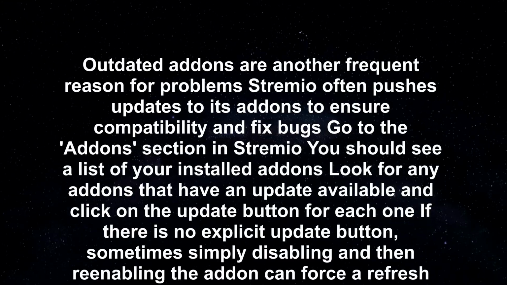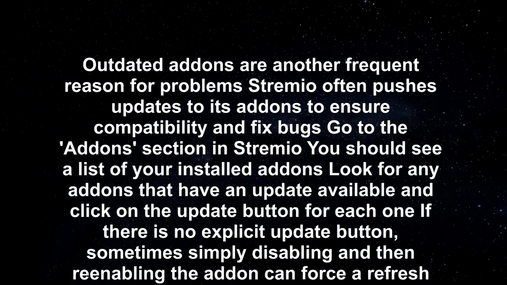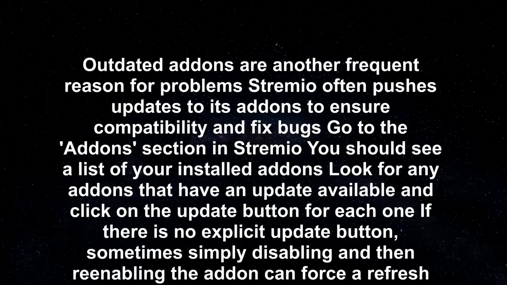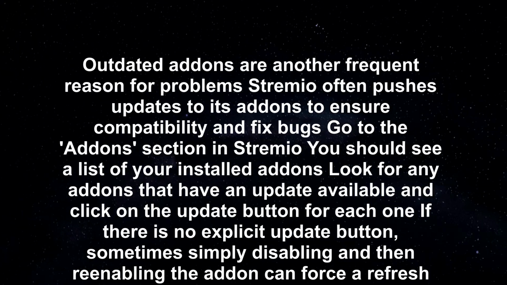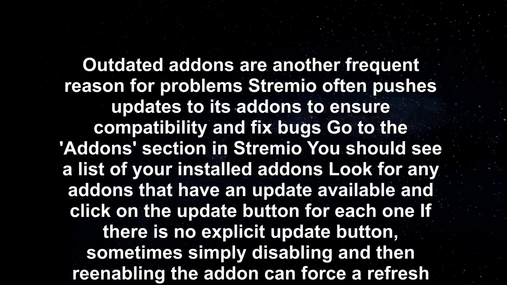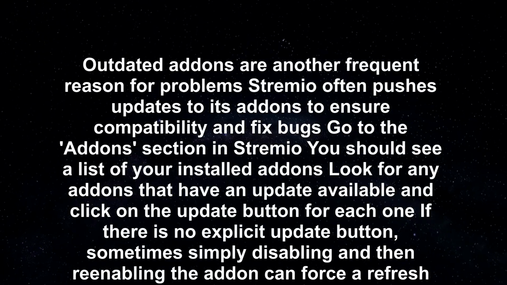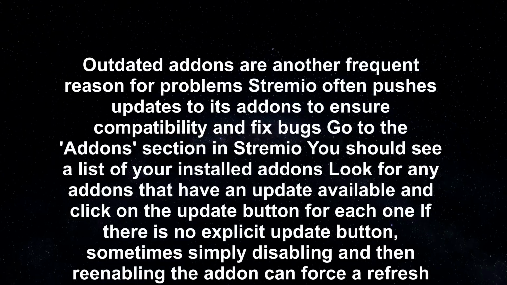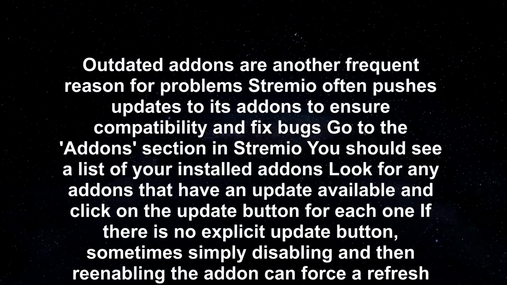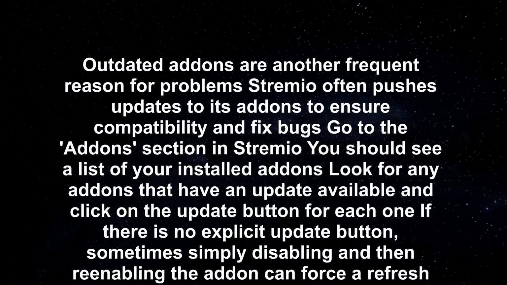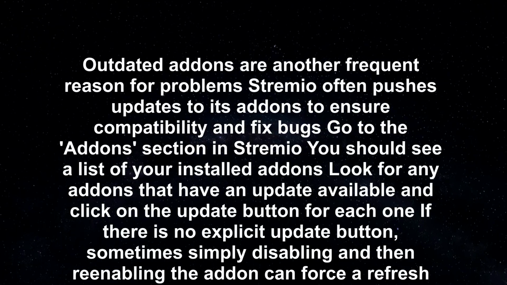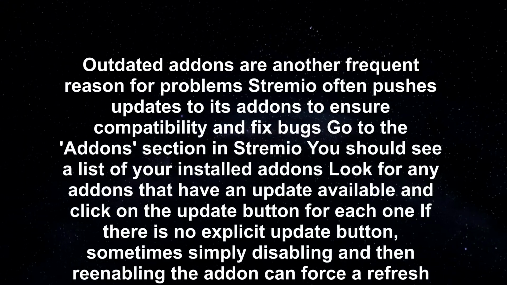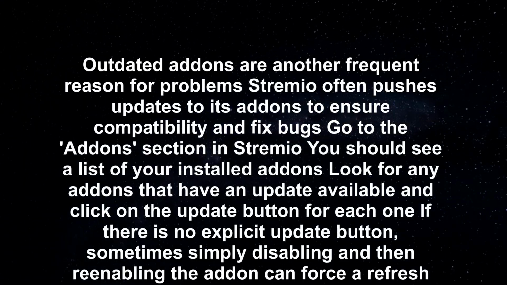Outdated add-ons are another frequent reason for problems. Stremio often pushes updates to its add-ons to ensure compatibility and fix bugs. Go to the add-ons section in Stremio. You should see a list of your installed add-ons. Look for any add-ons that have an update available and click on the update button for each one. If there is no explicit update button, sometimes simply disabling and then re-enabling the add-on can force a refresh.